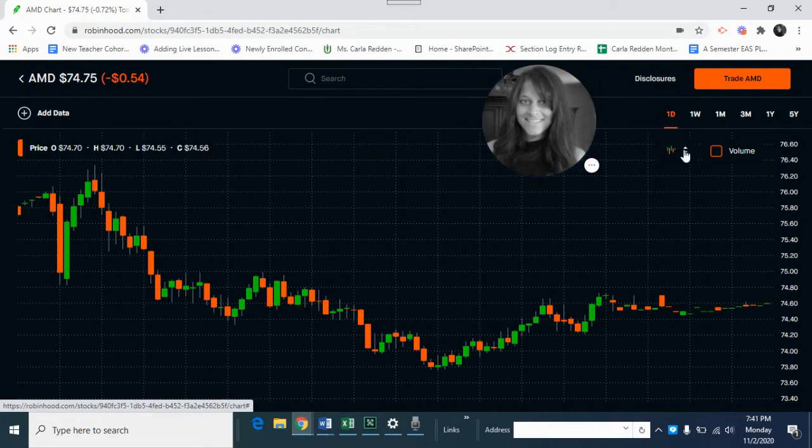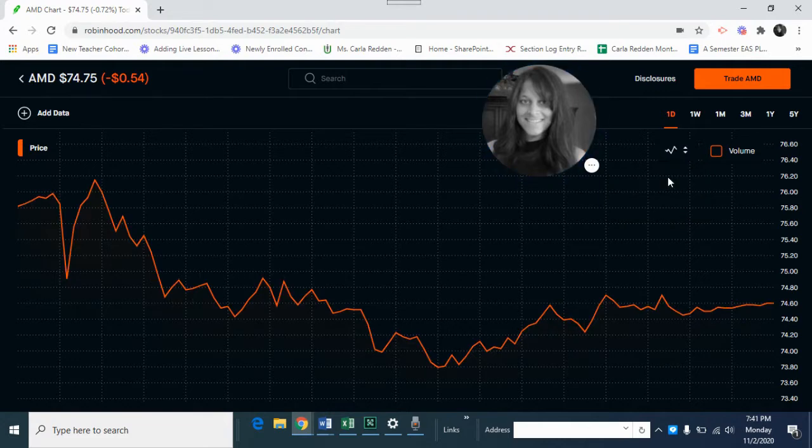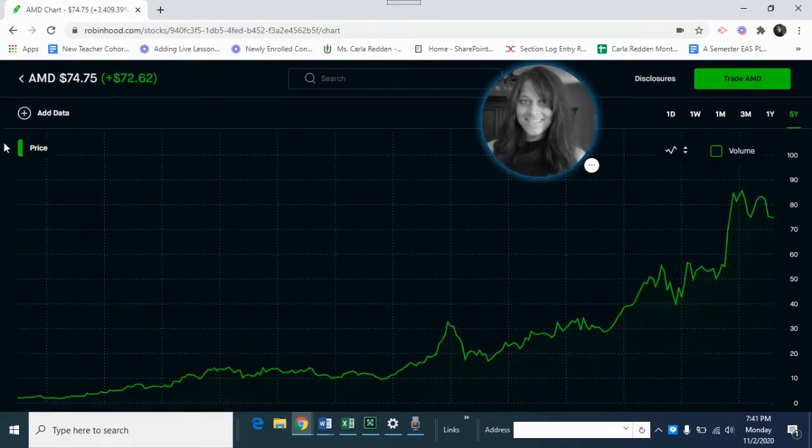All right. If you don't want candlesticks, there's also a line graph where it just shows you, hey, this is the price movement overall. So I'm going to add some data here.